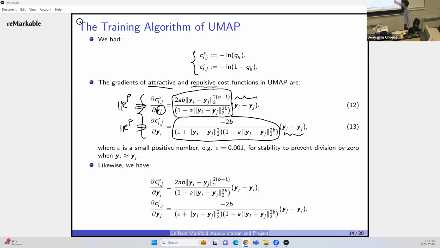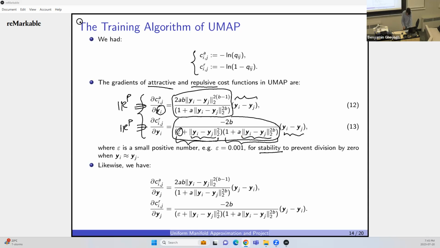Okay, but also, why do we have epsilon here in the denominator? Because we don't want to have division by 0. If yi and yj are close to each other in the embedded space, then the L2 norm of yi minus yj becomes very small. So this becomes almost 0, right? But this becomes almost 1. Doesn't matter. But this is multiplied by this term. So if yi and yj are close to each other, this becomes almost 0. Therefore, I have plus epsilon in the denominator for the sake of stability.